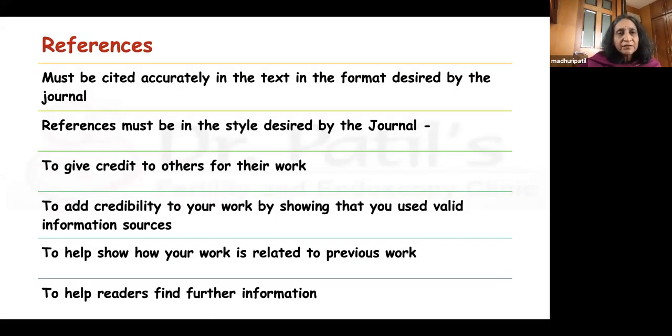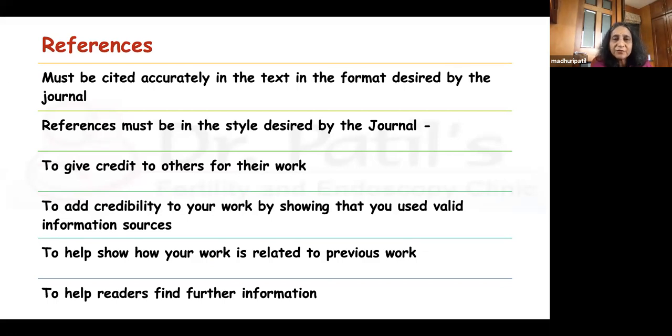Then coming to references, because references are also very, very important. If you're writing anything in the paper which refers to a paper already published, you have to rephrase the sentence, which is very important, and then put that particular reference number there. So citing the references accurately in the text, in the format desired by the journal, is very important. The references must be in a style desired by the journal. That is, you have the Vancouver style, you have the APA style. Whatever the journal wants, your references should be in that manner.